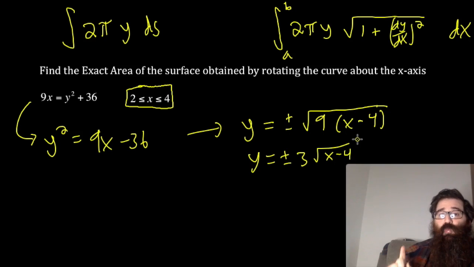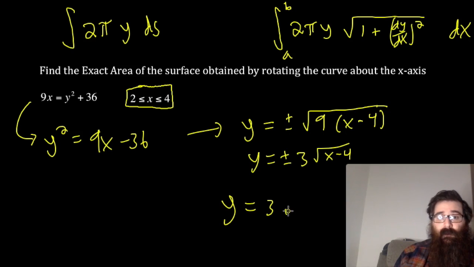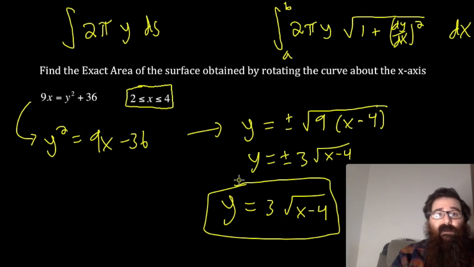However, we don't need that negative square root. We don't need the non-principal square root. We only need the principal square root, or the positive root. So I'm going to say here that we just want y equals, and I'll explain why, 3 radical x minus 4. And it's because of the type of rotation that we're doing.